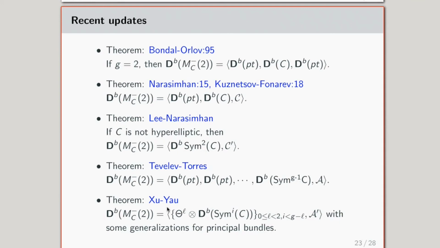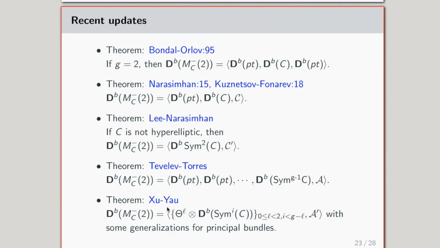Then Lee and Narasimhan later proved that if C is not hyperelliptic, you can put in a symmetric square. And very recently, last year, Trivalent and Toric proved that all the components that we conjecture are already there, but they cannot prove that the triangulated categories they have generate the full derived category. So there could be a complement, but our conjecture says that's all.